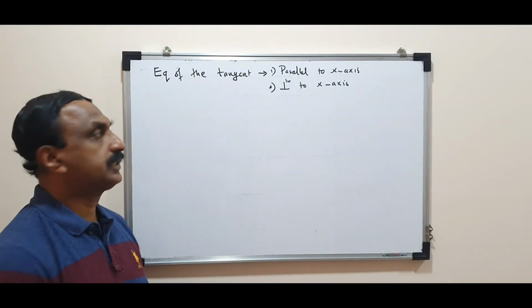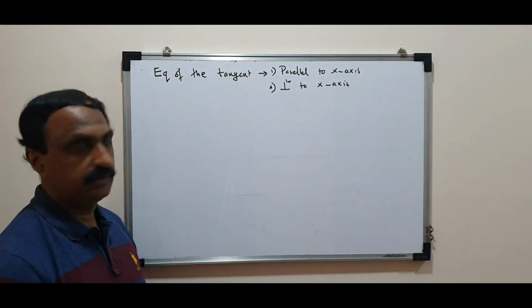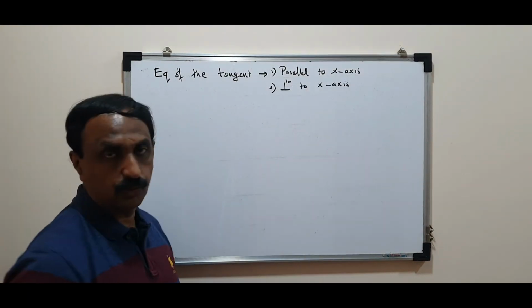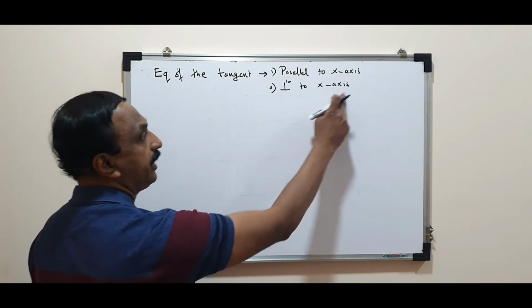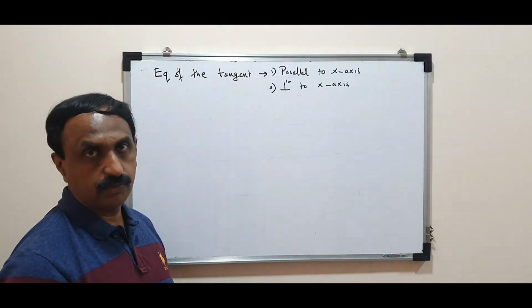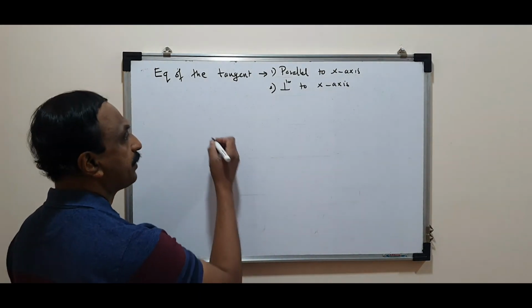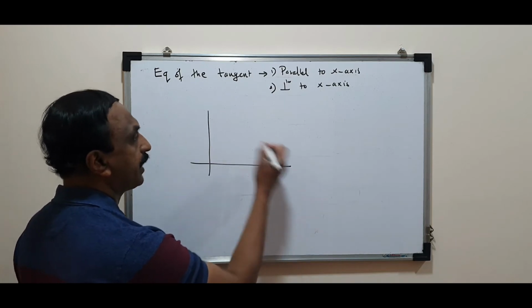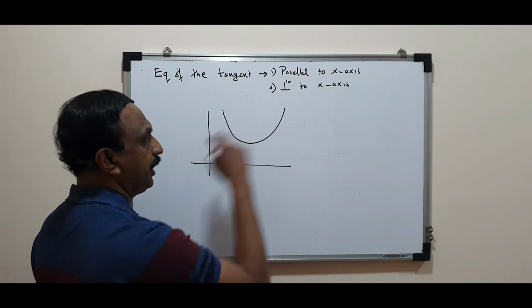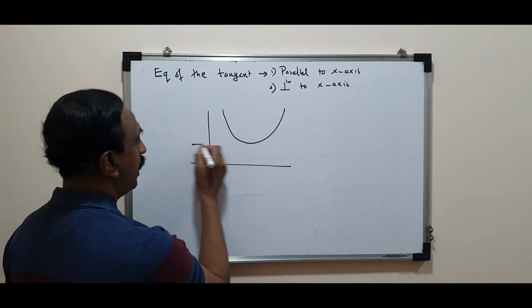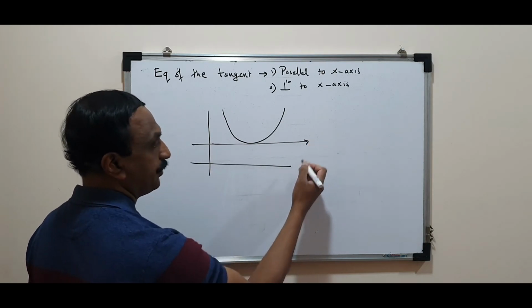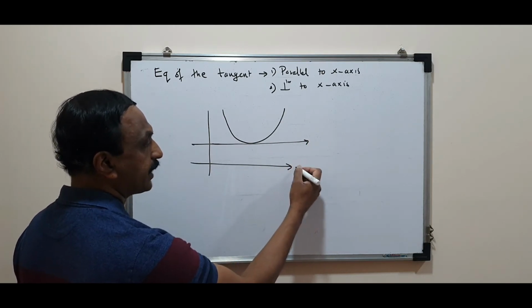Let's discuss the equation of tangent. First case, parallel to the x-axis, what will be its equation of tangent? And perpendicular to the x-axis, what will be the equation of tangent? First, let me discuss the equation of tangent parallel to the x-axis. Imagine this is a curve and imagine this is a tangent. This tangent is parallel to the x-axis.